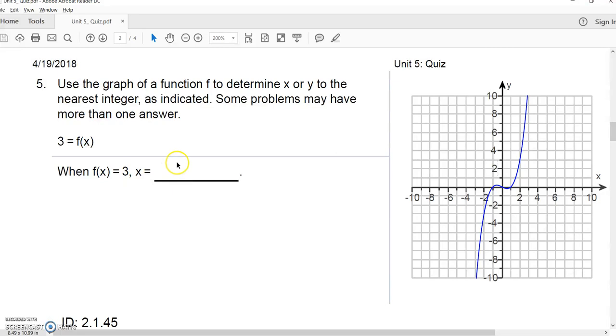So that's how we solve these kinds of questions. Y is known, so find y, and then imagine a horizontal line wherever it cuts through the graph. Find the corresponding x value, and that's your input.